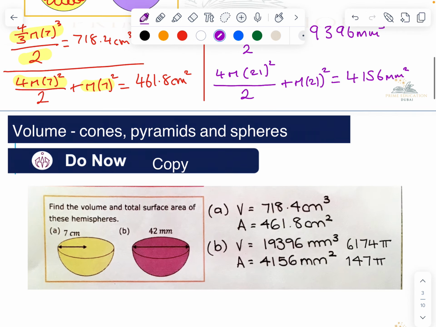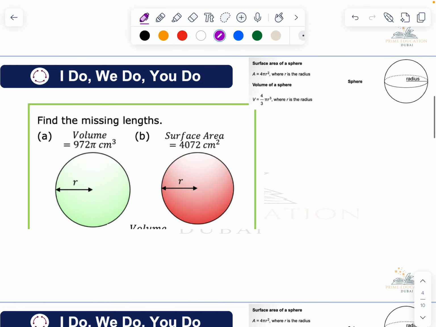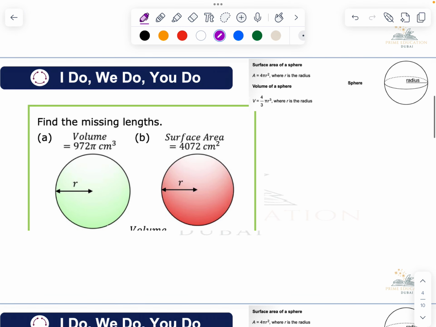Right, what we're going to have a little look at now are a bit more problem solving questions, and then you're going to go and try some. The questions that you're going to try are going to be a little bit different, but you need to know all these formulas, so you're going to be breaking the questions down. In this question here, we have 2 shapes. I'm going to start with A. The volume has been given to me as 972 pi, and we have to find the missing length, which is R.